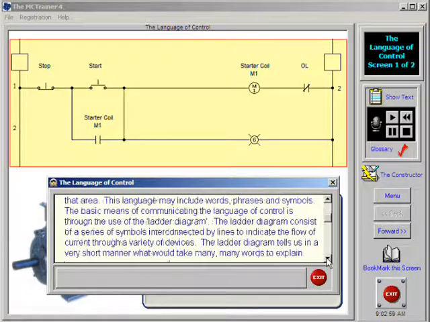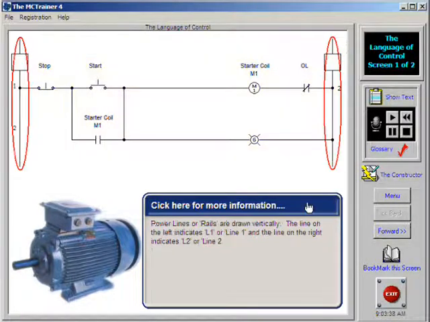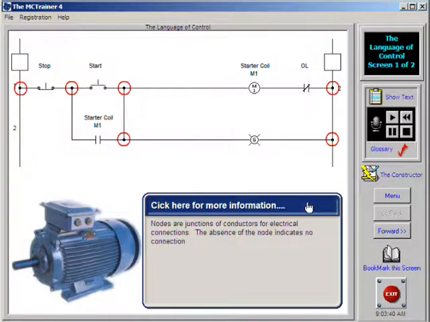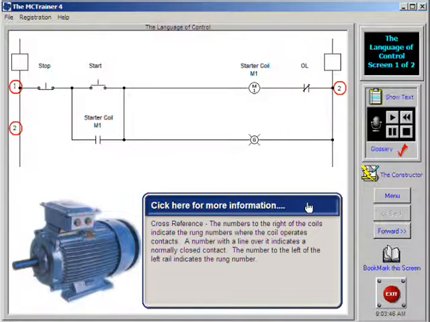This ladder diagram tells us in a very short manner, through a series of relationships, what would take many words to explain. The diagram shown above tells us basically two things. 1. The power source, the lines that are drawn vertically. 2. How current flows through the various parts of the control circuit. This includes push buttons, contacts, coils, and overloads.